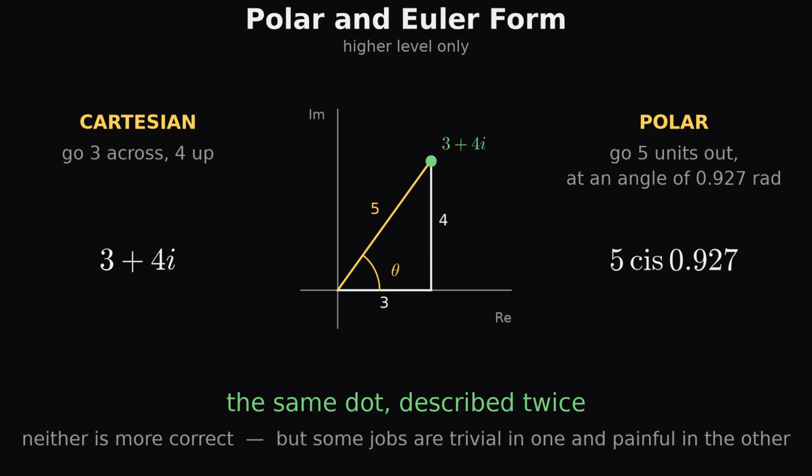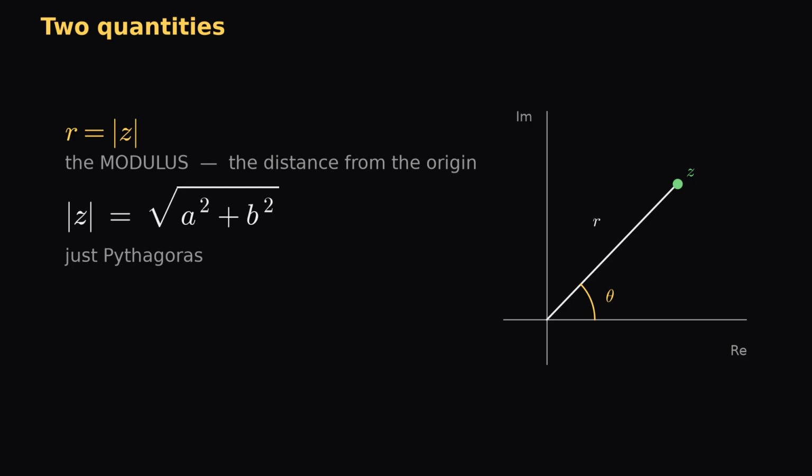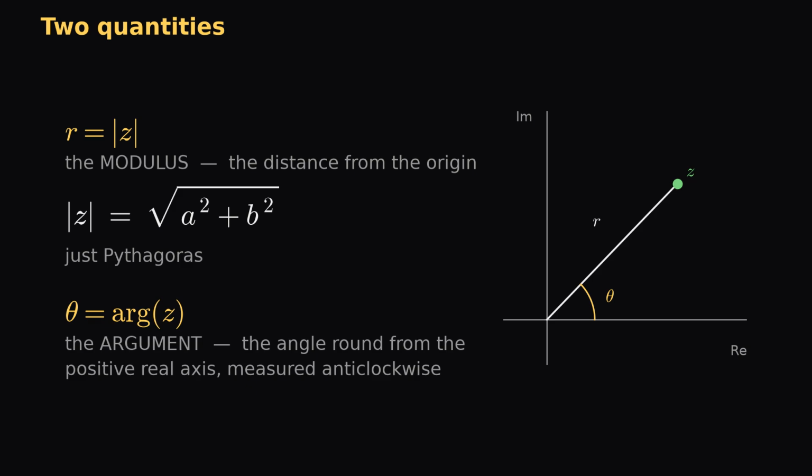But some jobs are painful in one and trivial in the other, which is the whole reason to be able to switch. So, two quantities. The modulus, written with vertical bars around z, is the distance from the origin. And that's just Pythagoras. Root of a squared plus b squared. The argument, written arg z, is the angle round from the positive real axis, measured anticlockwise.